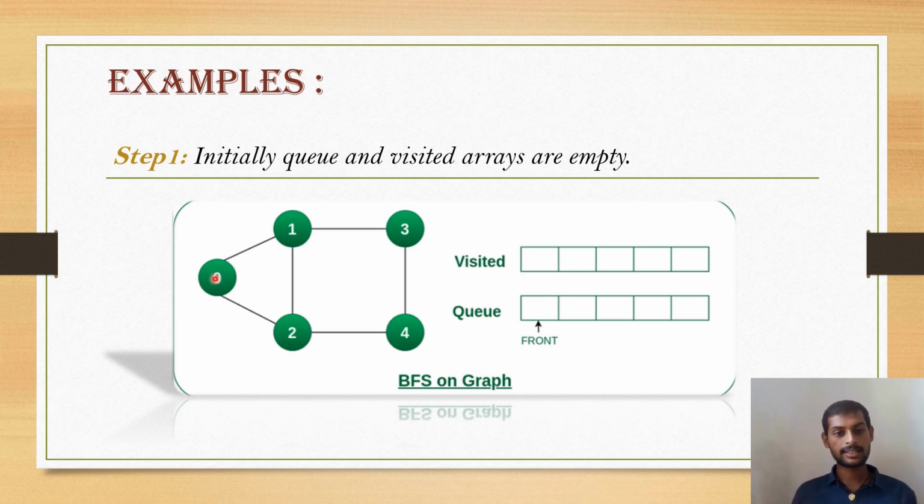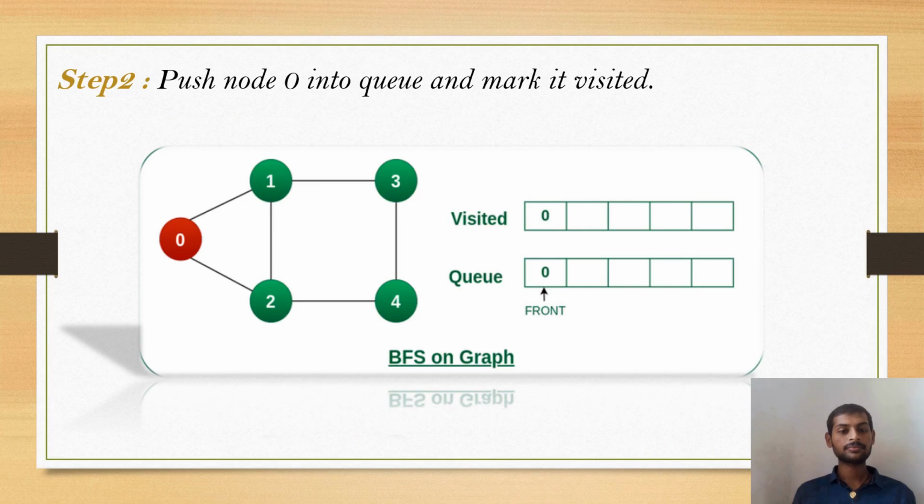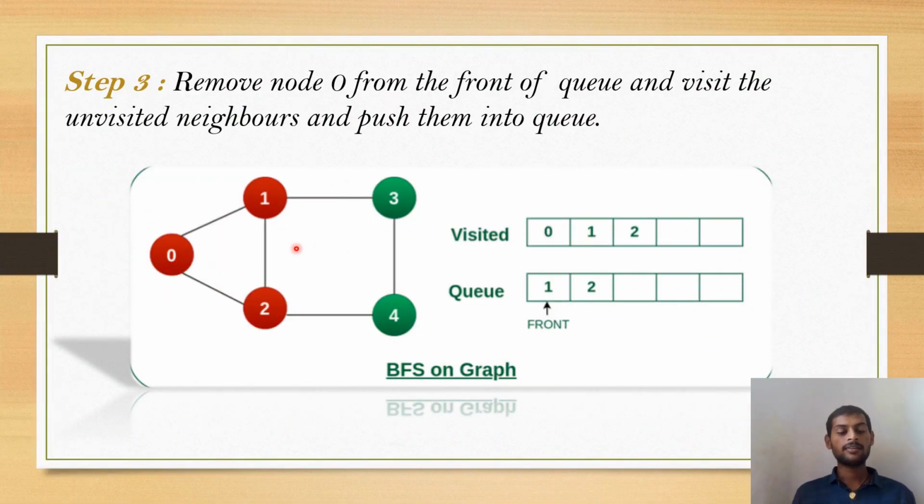Let's see with an example. Here the queue and visited arrays are first empty. Now I am taking 0 as the starting node. I am pushing the value 0 into the queue, and displaying this value in the visited array. Next we have adjacent nodes 1 and 2 for 0. I am pushing 1 and 2 into the queue.